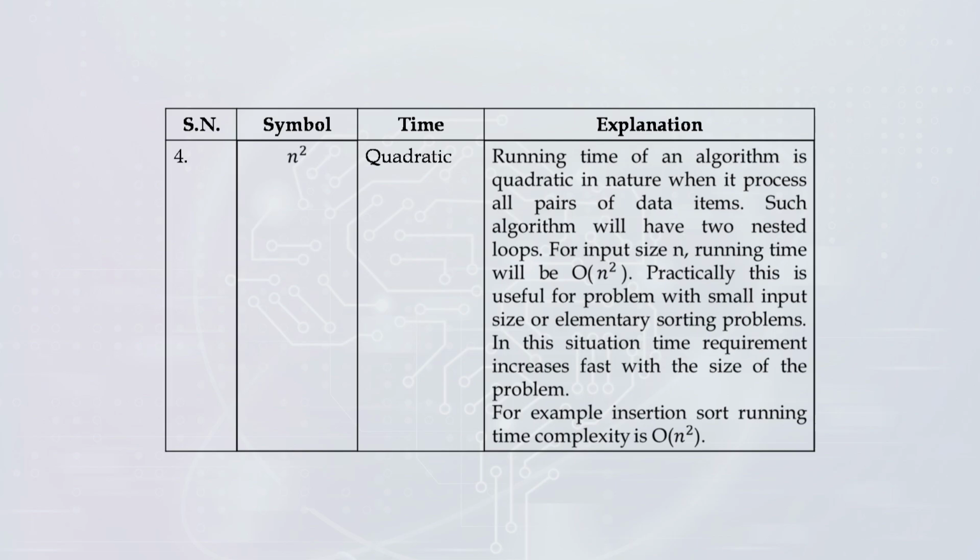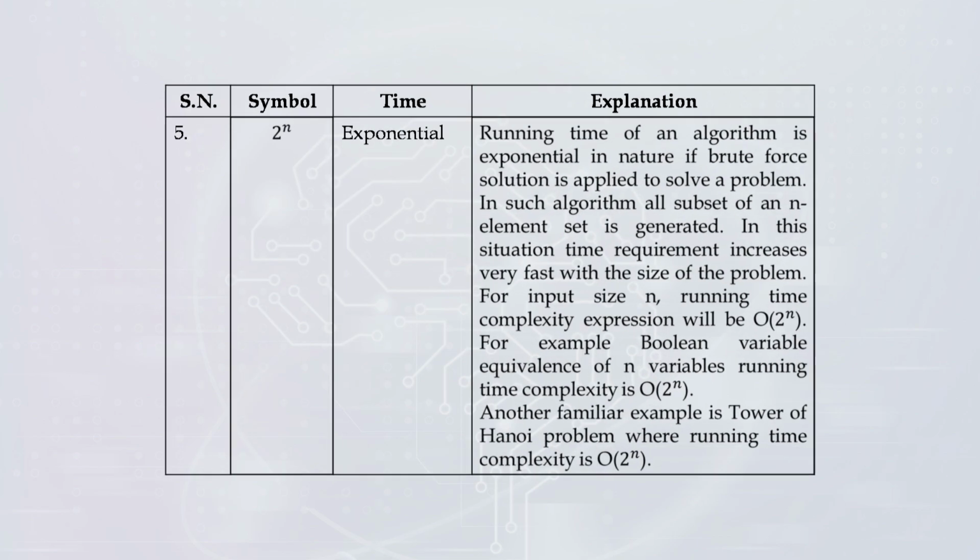For example, insertion sort running time complexity is big O of n square in the worst case. We can say in the worst case it will take big O of n square. Next is exponential time.